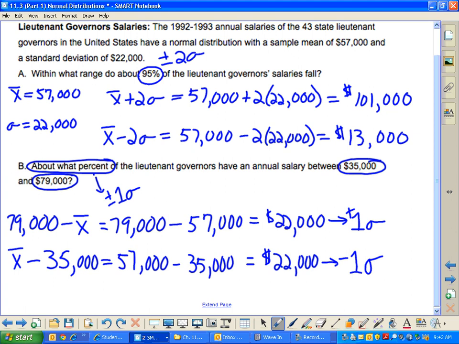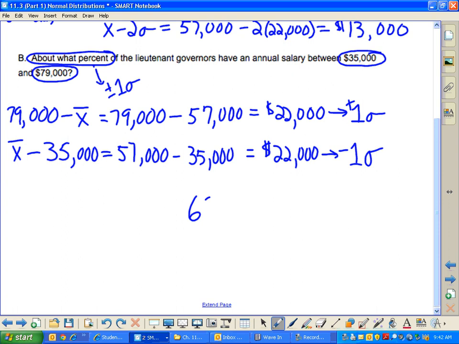Eric, 68% of our lieutenant governors will fall within this range. That's very good, Eric. If you needed to figure out exactly how many, what would you do? If it didn't say what percent, if it said how many, what would you do, Izzy? Yeah, you take 0.68 times 43. Work it out. Good job.